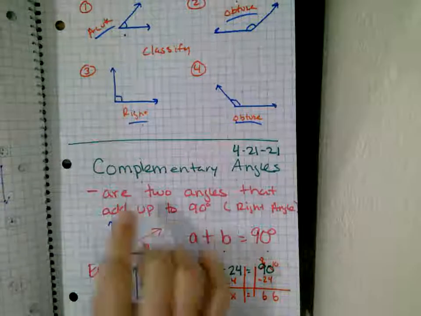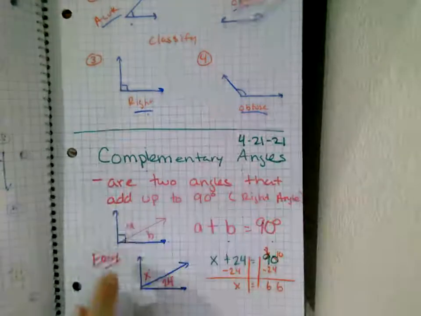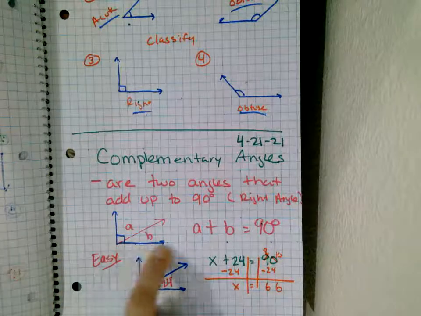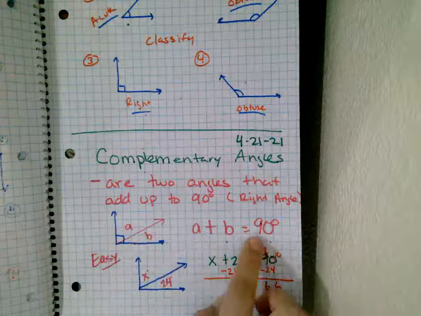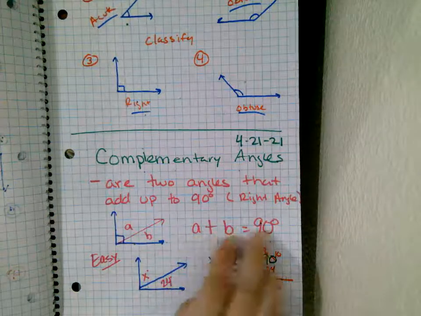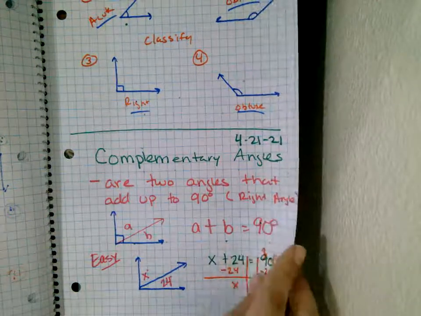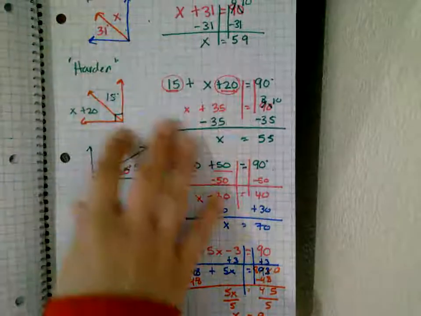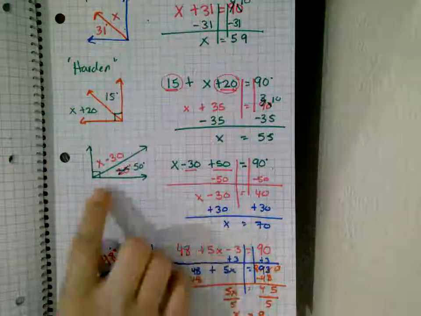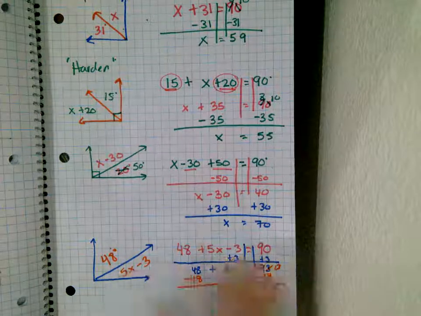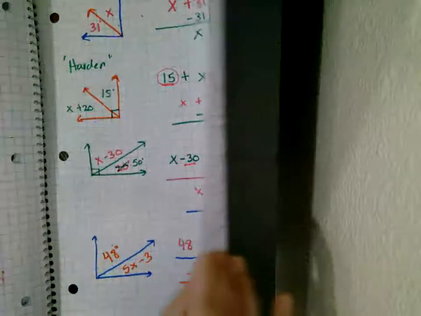Yesterday, we learned about complementary angles, in which if it looks like the corner of your paper, these two angles will add up to 90 degrees. We did some easy ones, and then we went into some harder problems with multi-step equations. So today I can teach you something new, but it's very, very similar to what we did yesterday.